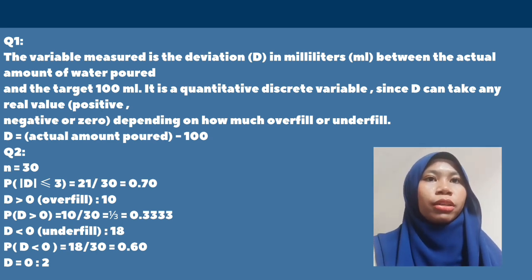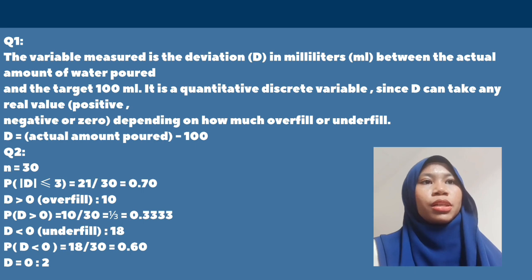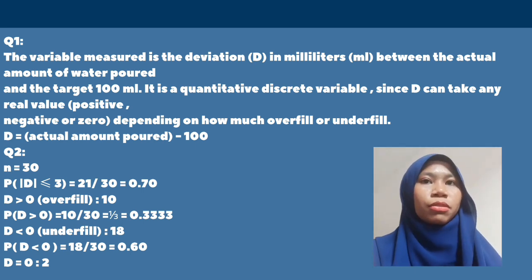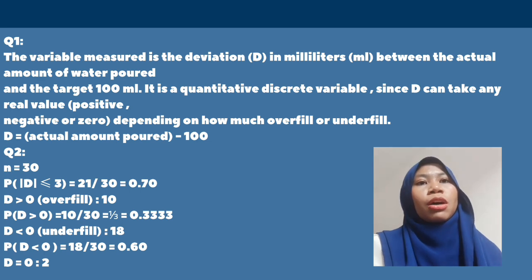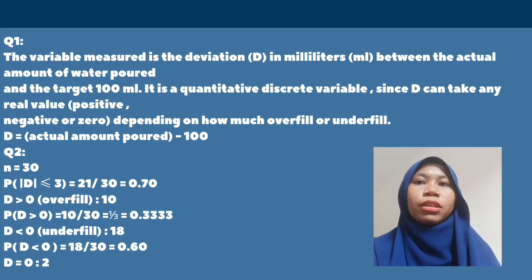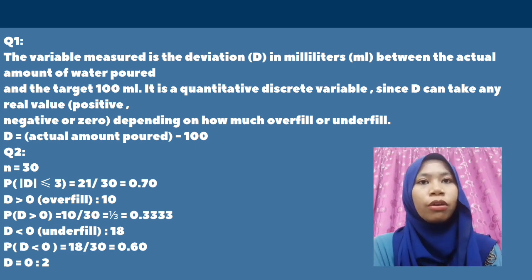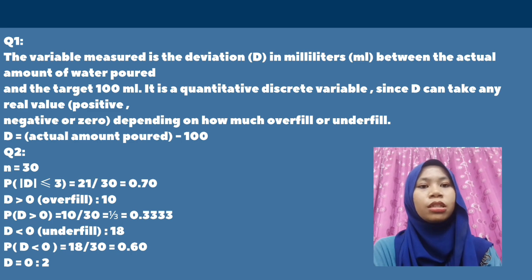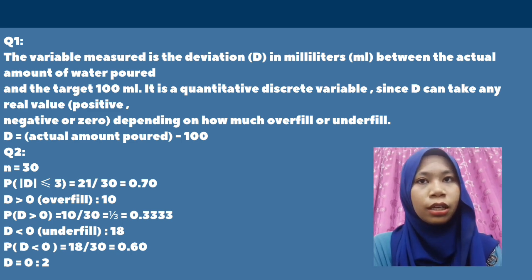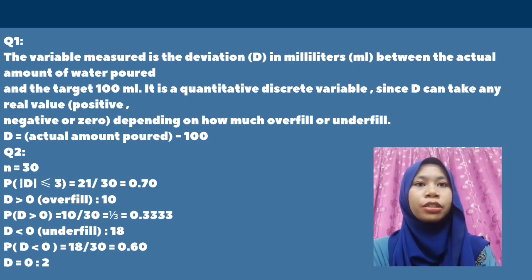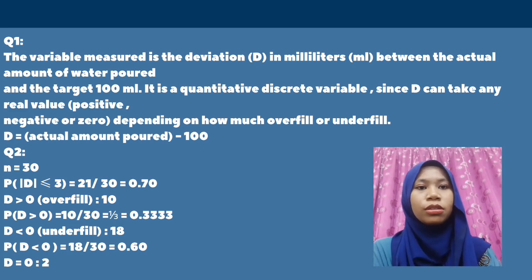It is a quantitative variable since deviation can take any real values, positive, negative, or zero, depending on how much is overfilled or underfilled. For question 2, we are given a sample of 30 observations of the deviation. It usually means the difference between actual and target fill. We want to find several probabilities based on how many times the deviation is positive, negative, or zero.